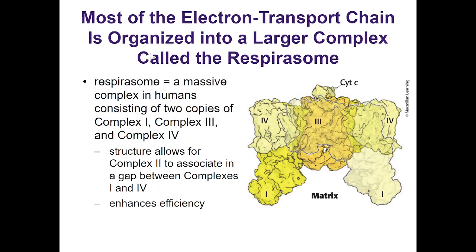So, respirosome, this is a massive complex in humans. This consists of 2 copies of complex 1, complex 3, and complex 4. So right here's the complex 4s. You can see them on the left and right shoulders. Everybody see those okay? It kind of looks like a person, doesn't it? See the shoulders, body, head, arms.